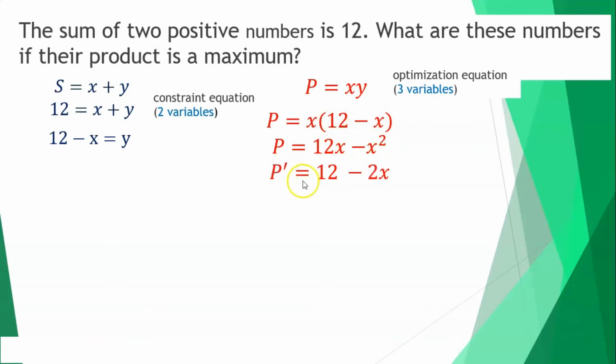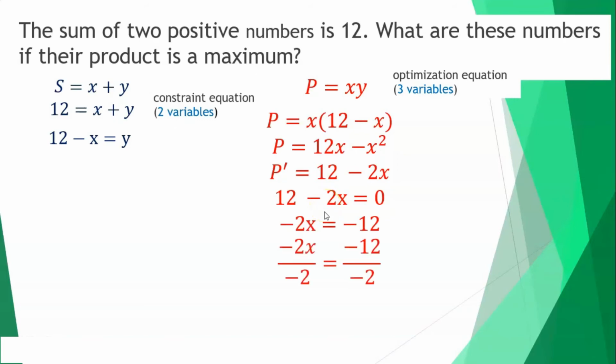So with this, get the first derivative. We end up with 12 minus 2x. At this point, equate this to 0 and solve for x. So with that, our x is 6.